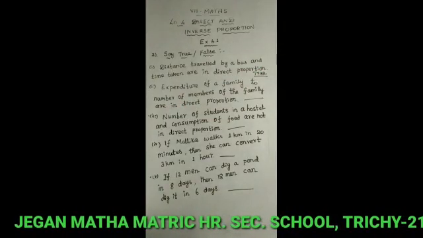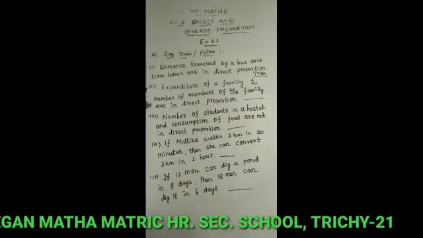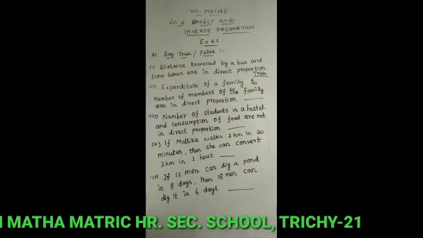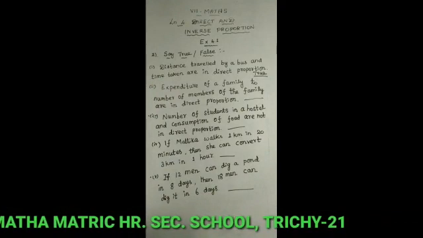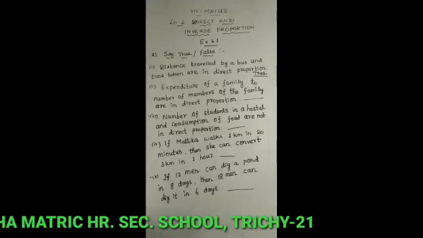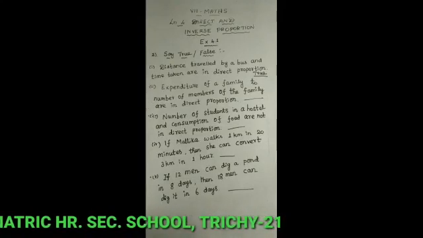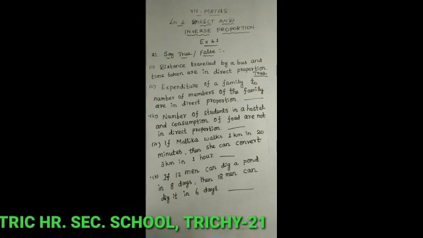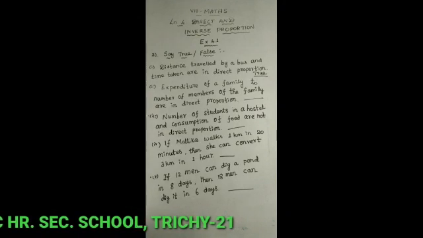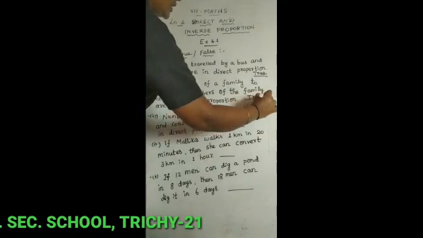In the second one, expenditure of a family and number of members of the family are in direct proportion. This statement is also true, because the two quantities are expenditure and number of members of the family. When the expenditure of a family increases, the number of members of the family also increases. So this is a direct proportion. So this statement is also true. So we write the answer is true.